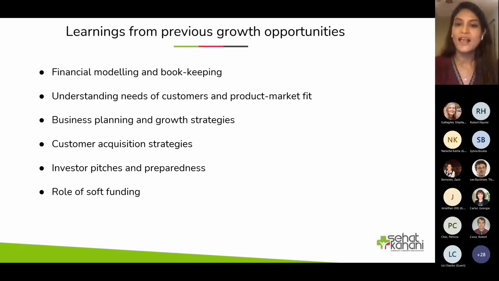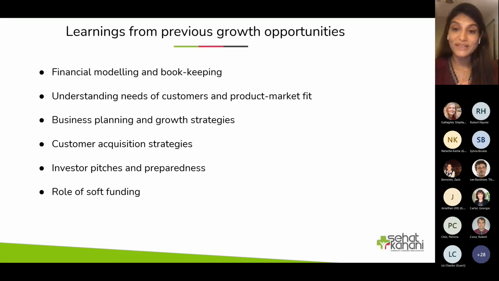And we did a whole research where we found out that women are uncomfortable when their relatives are waiting in the waiting room. So things like these we learned from accelerators such as Spring, such as I2I, such as USAID, such as working with Palladium, and many others that we've worked with over the years. Everything from financial modeling to bookkeeping to understanding product market fit, customers, business planning, investor preparedness.